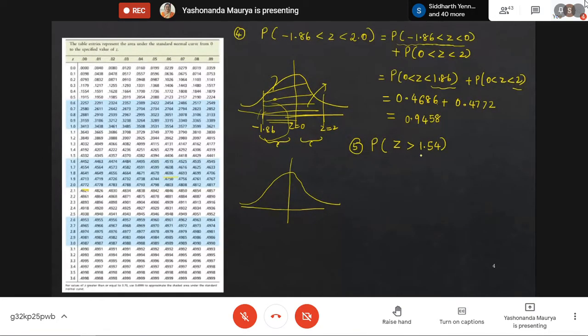Okay, so this point 1.54 will be this. This is z equal to 0, so it will be to the right of it. So let me mark it somewhere here, 1.54. So this is the line z equal to 1.54. Now we are talking about z greater than this. So what are we talking over here? It is the region above this line. So this area is what we are interested in.